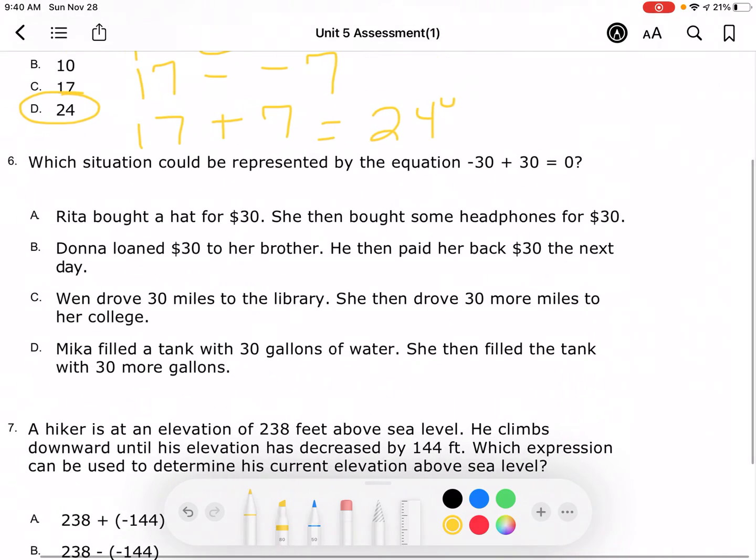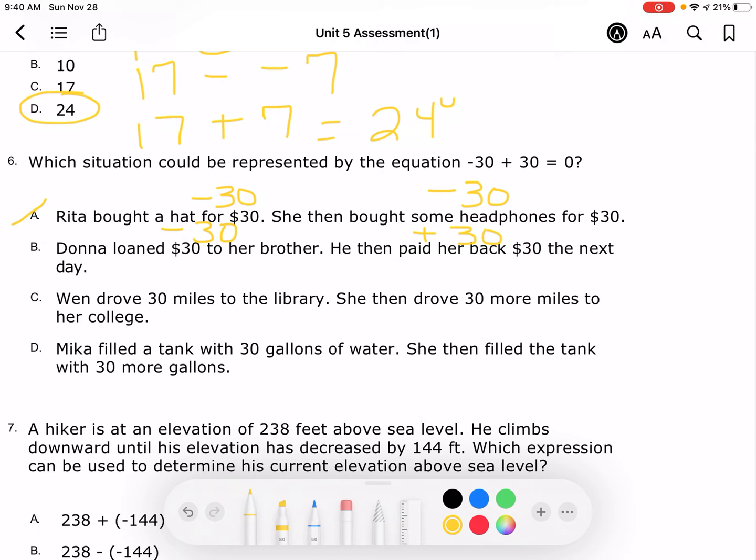Which situation could be represented by the equation negative 30 plus 30 equals 0? Rita bought a hat, so that's negative 30. And then she bought some headphones. That would also be a negative 30. Donna loaned $30 to her brother, so that's negative 30. Then he paid her back $30 the next day. Wen drove 30 miles to the library. Then he drove 30 more miles to college, so that's 30 plus 30.